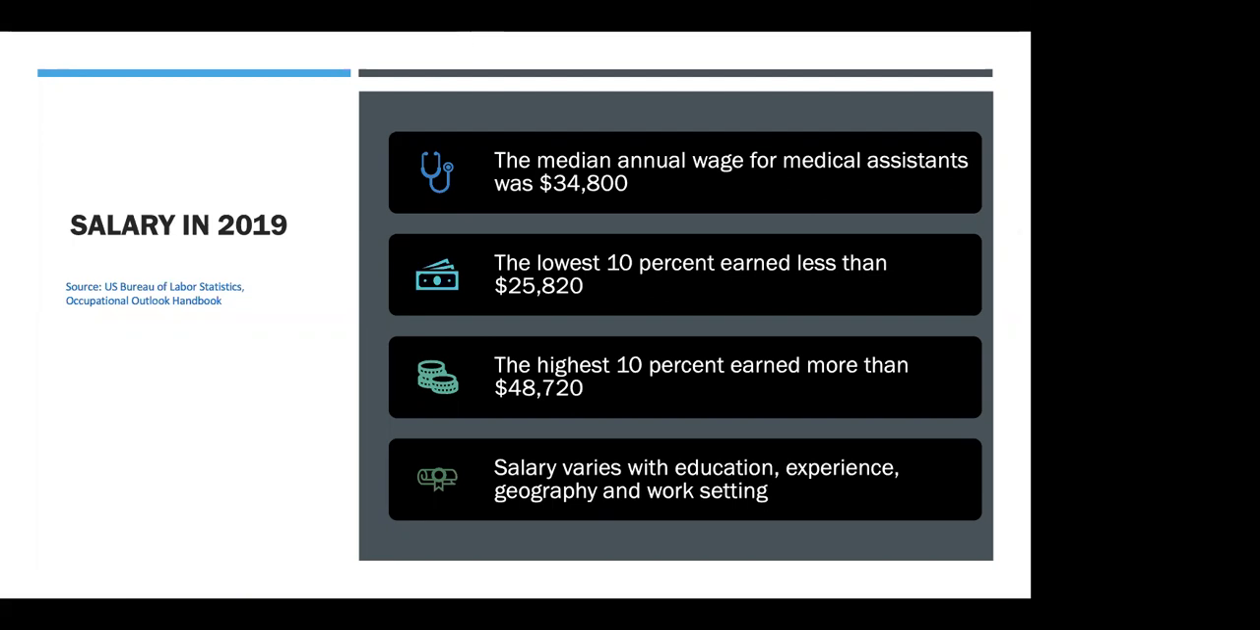So for instance, if a medical assistant is working on the East or West Coast, they will typically get a higher salary than if they're working somewhere in the Midwest or one of the plains states, let's say. And then work setting is also something to consider, not just the type of practice, whether it's a specialty practice or not, but also if it's in a rural or an urban setting, that will also vary the salary. So I give you this information, but just understand that it does vary depending on where you work and where you live.